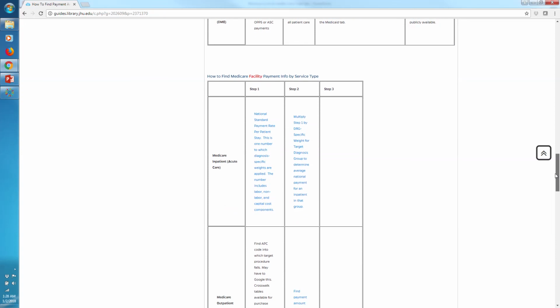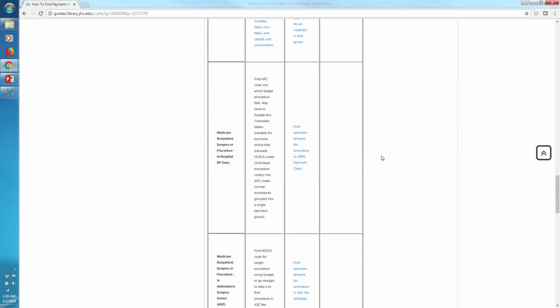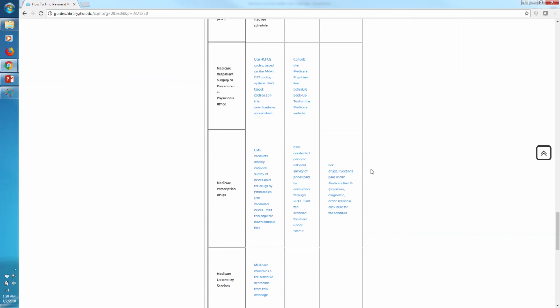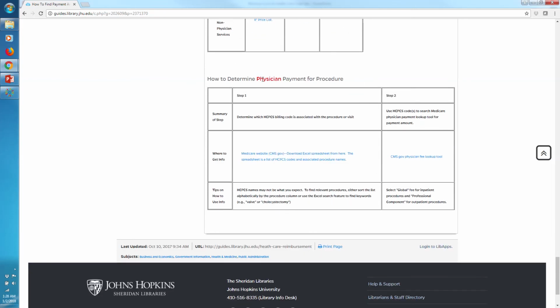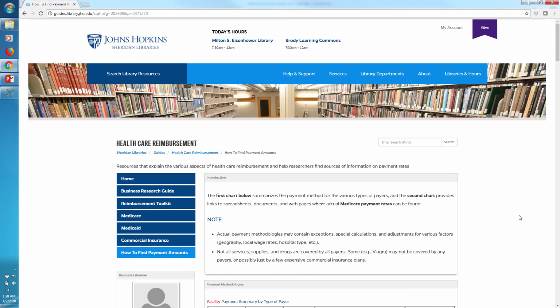Likewise, you go down here, facility payment structure, Medicare inpatient. You can see step 1, step 2. Find a payment amount by OPS payment amount, ambulatory surgery centers, and so on and so forth. So very useful, and this particular site might come in really handy not only for reference, but if you need to dig into different payment rates, for example, when building a business case, understanding, if we use Medicare as the baseline, and we'll talk about this more.